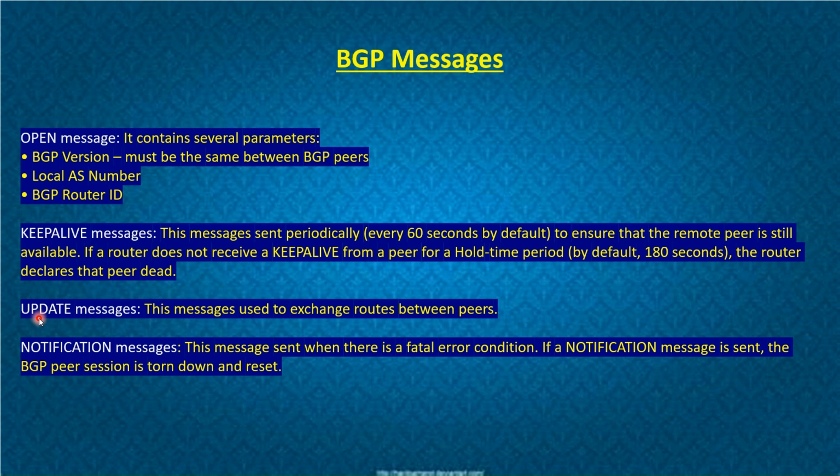The third message is the update message. This message is used to exchange routes between the peers. Last is the notification message. This message is sent when there is a fatal error condition. If a notification message is sent, the BGP peer session is turned down and reset.